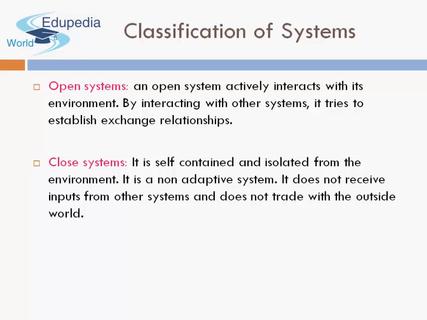See, it is written, an open system actively interacts with its environment. By interacting with other system, it tries to establish exchange relationships. For example, if an organization is very, very open to take feedback from the customers, then of course the organization would be ready to adapt according to the changing customer needs. Whereas a closed system is self-contained and isolated from the environment, it is non-adaptive, it does not receive inputs from other system, and does not trade with the outside world.